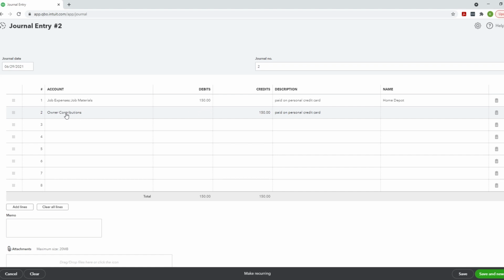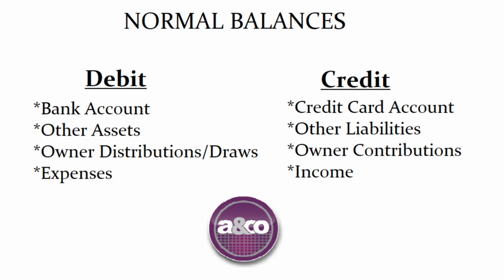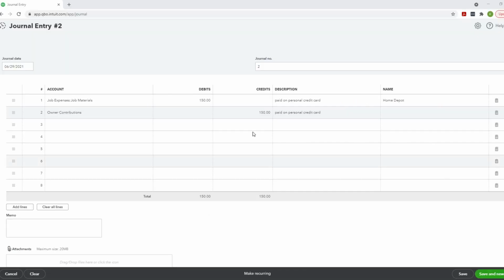So why did we have owner contributions as a credit? Again, if we go back to the normal balances, if we want to increase, you can see under credit our owner contributions, that's what we have to do as a credit. So we're increasing our owner contributions. And we can now see in QuickBooks, if we were to run a profit and loss report, this $150 that we paid personally would be included on that profit and loss report because we added it via a journal entry. So you can do save here, and it saves it to the system.